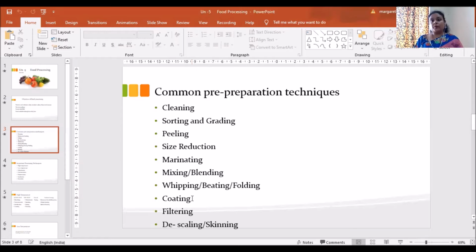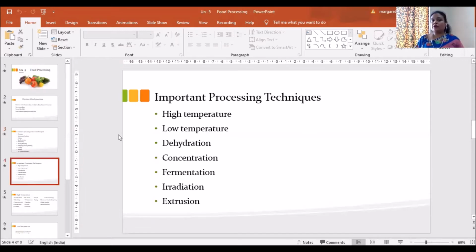Coating, if you're preparing a fish cutlet, you should always have a coating. So you are using breadcrumbs or egg, which are perishable products, and you are coating it. Filtering, then descaling, or you can say skinning. So these are the common pre-preparation, or you can say mise en place, that you are doing before you start your processing method.